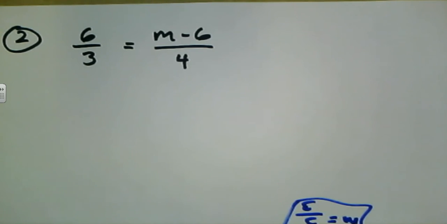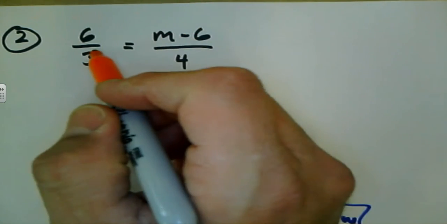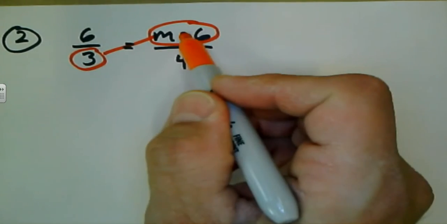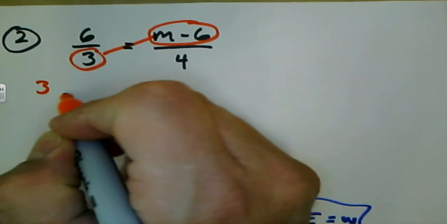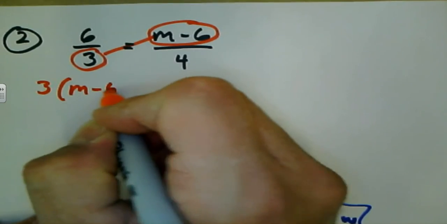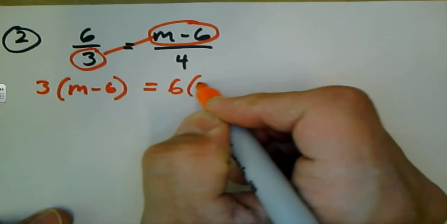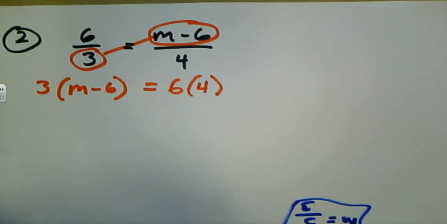Number 2. These are easy. I'm going to go through these pretty quick. Everybody seemed to do a good job yesterday. So once again, I'm going to go across to the variable, the denominator to the numerator. Take the 3, multiply that to the binomial, m minus 6. Because these are equal, I need to set it equal to 6 times 4. Sorry, not 6 over 4, 6 times 4.